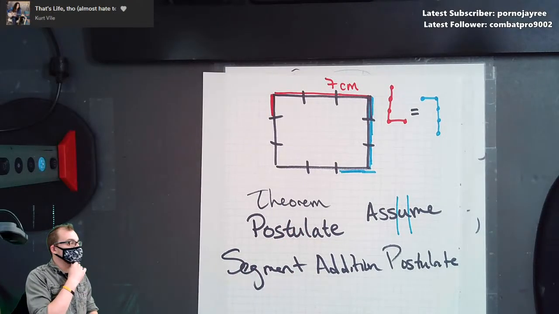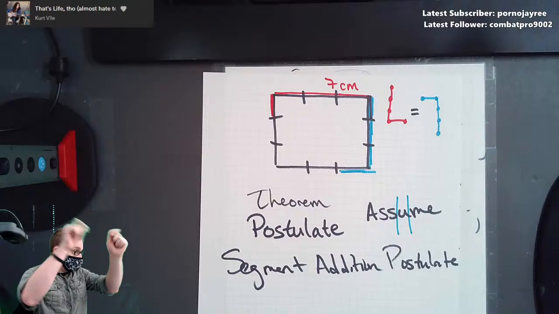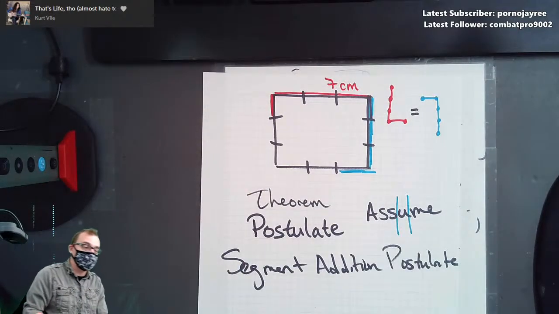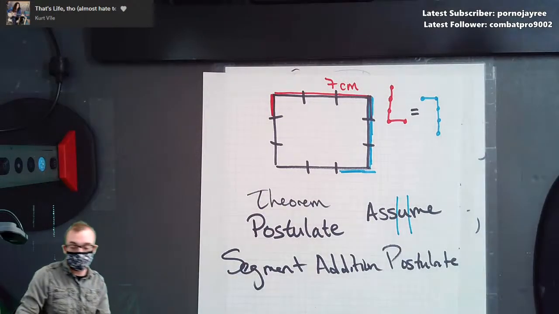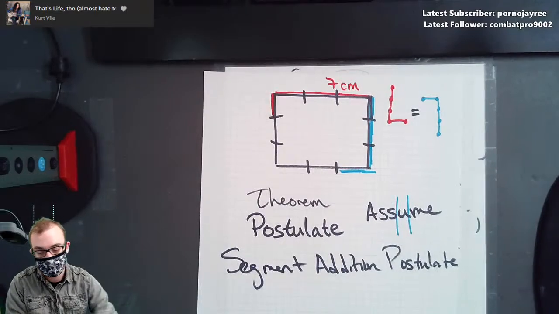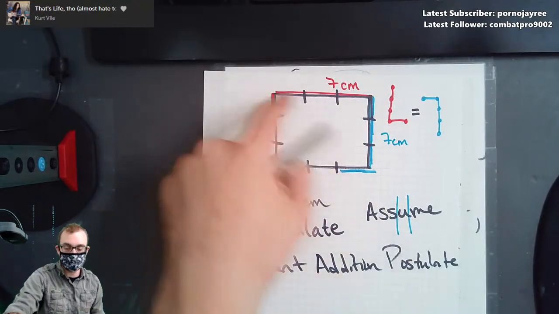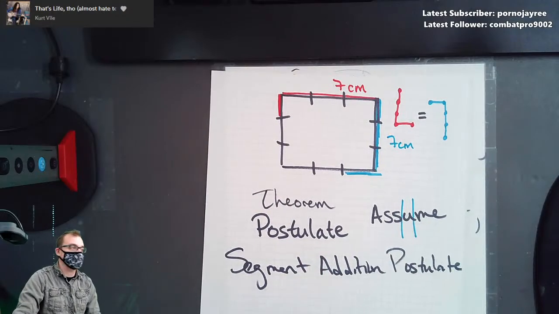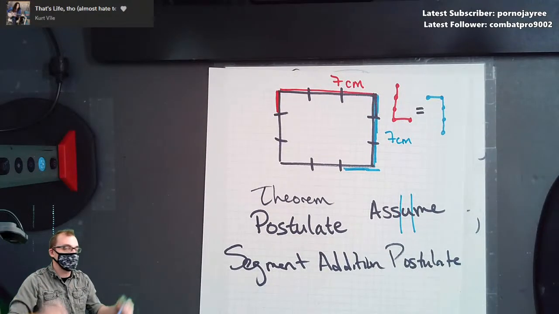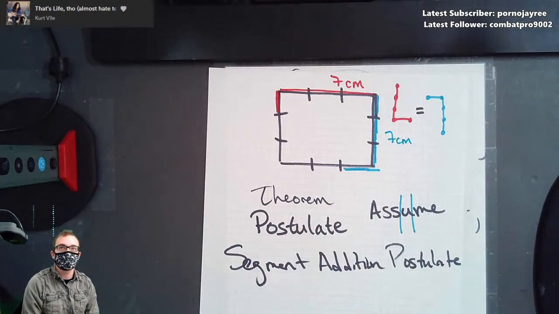Our first postulate is the segment addition postulate. We're allowed to break apart a segment, a line, into pieces, and it'd be the same. Now, assuming this is true, these are both 7. Assuming that we're allowed to break them apart and put them back together, those are both 7, right? That's what the segment addition postulate says. You can break it apart, put it back together however you want. It's still going to be the same, right?